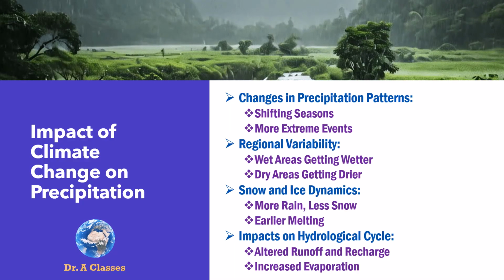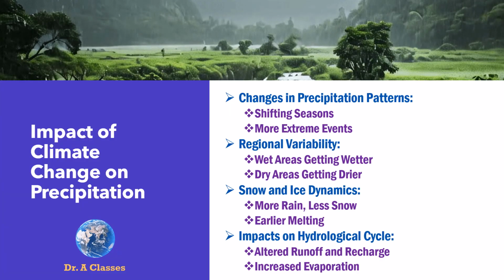More extreme events, there is a rise in frequency of extreme precipitation including heavy downpour and prolonged droughts. Regional variability, wet areas getting wetter, high altitude and equatorial regions are experiencing increased rainfall. Dry areas getting drier, subtropical and some mid-latitude regions are seeing declining precipitation and prolonged droughts. Snow and ice dynamics, more rain, less snow. In colder regions, warmer temperatures are turning snow into rain, reducing snowpack.